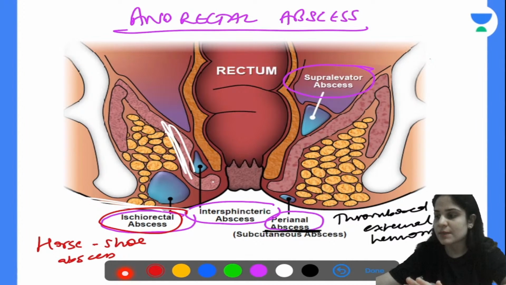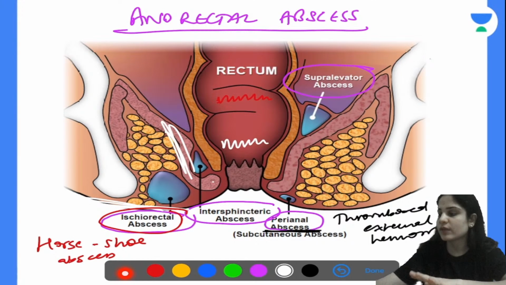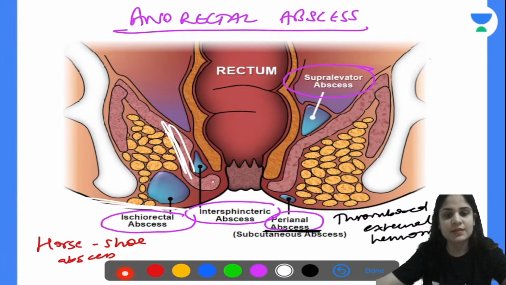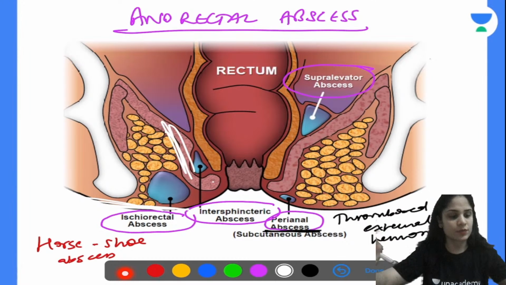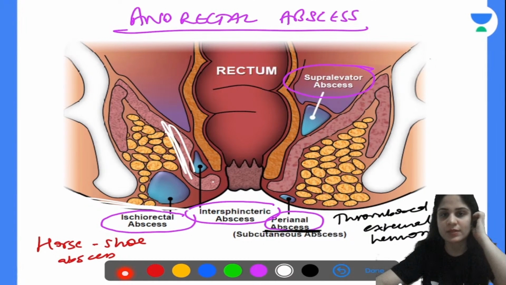So submucous abscess is the one that will happen somewhere over here above the dentate line. And what will you get in case of a submucous abscess? You can drain it by a simple proctoscope and a sinus forceps. So that is about your submucous abscess.